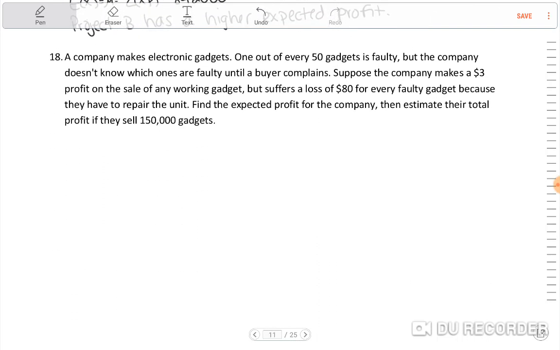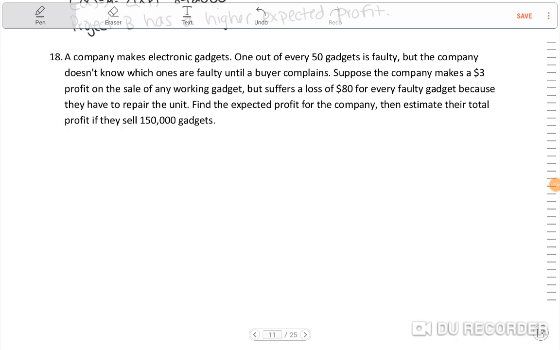So a company makes electronic gadgets. 1 out of every 50 gadgets is faulty, but the company doesn't know which ones are faulty until a buyer complains. Suppose the company makes a $3 profit on the sale of any working gadget, but suffers a loss of $80 for every faulty gadget because they have to repair the unit. Find the expected profit for the company, then estimate their total profit if they sell 150,000 gadgets.